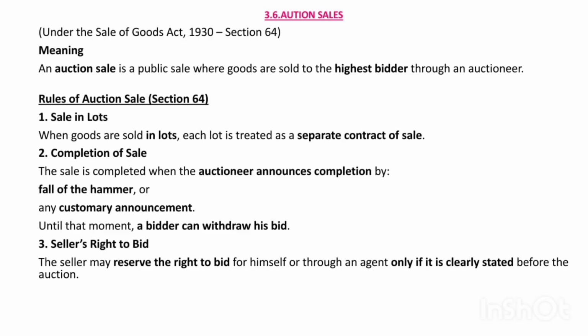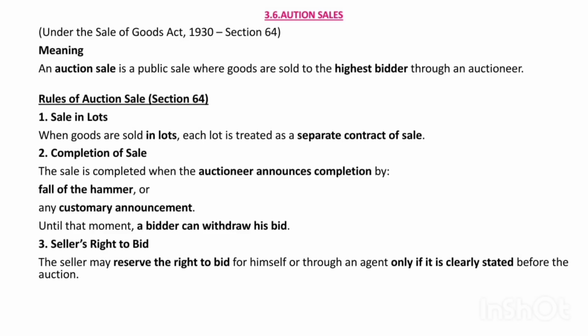Now let's move on to the last subchapter, that is auction sales. So what do you mean by auction? An auction sale is a public sale where goods are sold to the highest bidder through an auctioneer. So it is not a private negotiation. Auctioneer invites bids openly. Each bid is an offer. Auctioneer's hammer is acceptance.